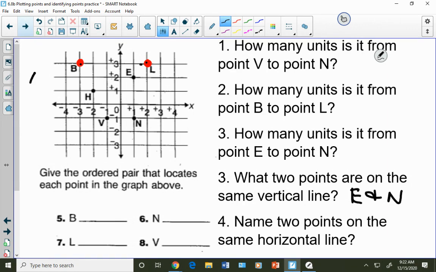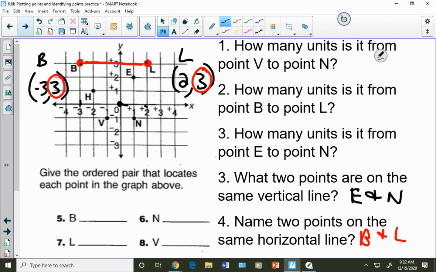So what are the coordinates for B? If we go from the origin, it will be -3 for x and +3 for y. So that's point B. Point L is +2 for x and +3 for y. Remember what I said, if they're on the same horizontal line, which they are, then y will always be the same. So point B and point L are on the same horizontal line.